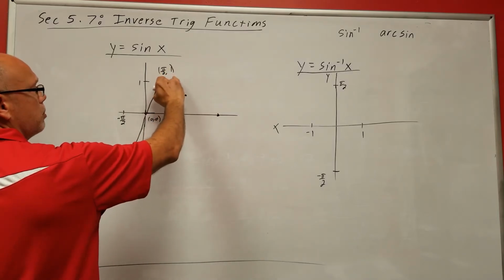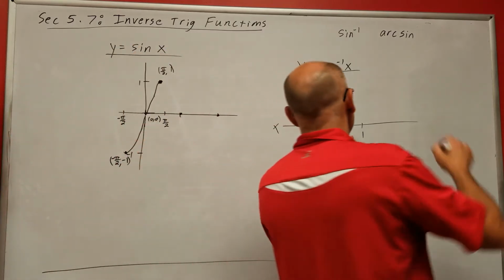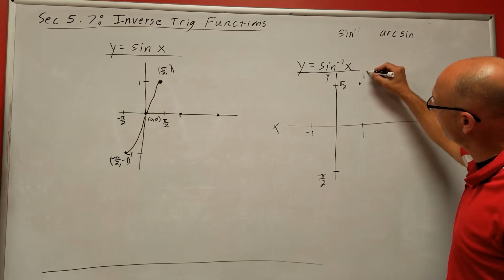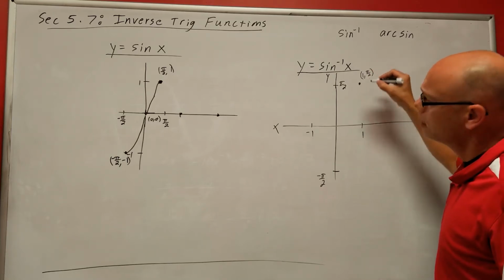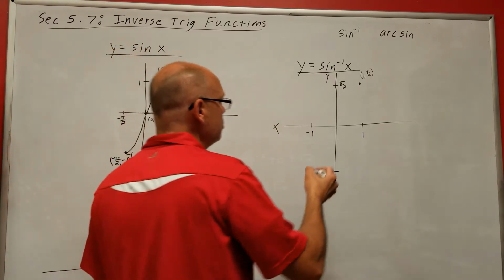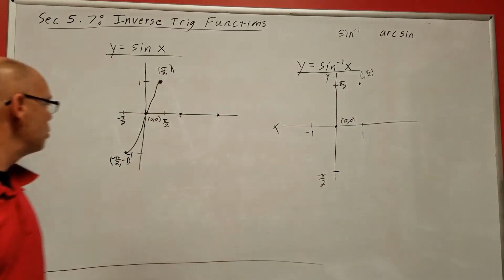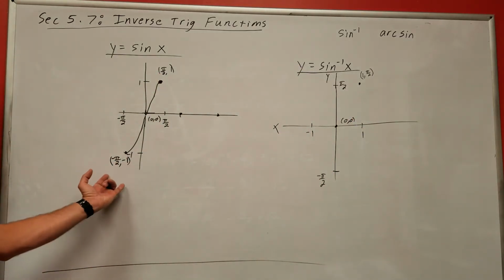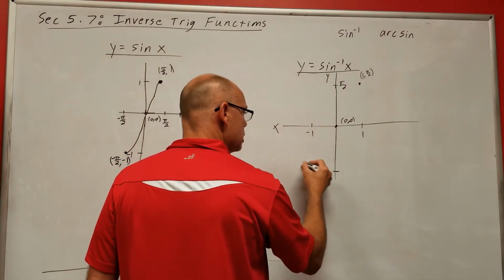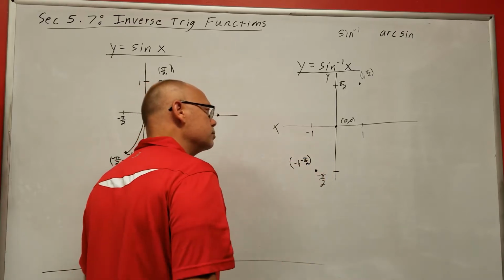What happens if I invert pi over 2, comma 1? I'll get 1, comma, pi over 2. Let me go ahead and plot that and label it. How about 0, 0? If I try to invert that, what do I get? Same thing, 0, comma, 0. What about this ordered pair? Well, what will I get? Negative 1, negative pi over 2, which is right here. Negative 1, comma, negative pi over 2.